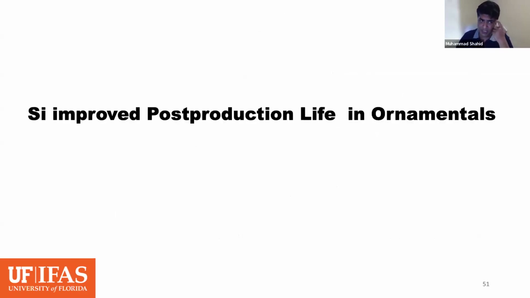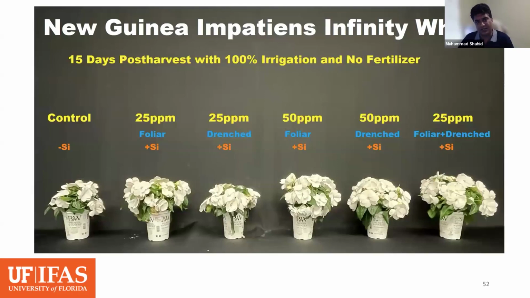We also studied the effect of silicon on post-production life, and it was found to be very effective in enhancing post-production life in some selected ornamental species, such as Neogenia and impatiens. Post-production life means, once the plants were treated with these different concentrations, 25 and 50 parts per million applied as foliar and root applications, and were ready as finished products to sell to the consumer.